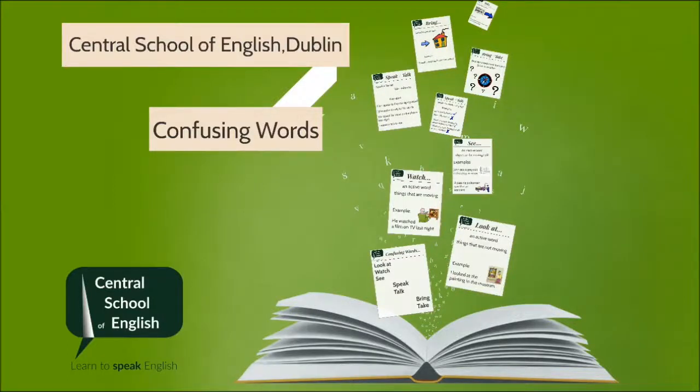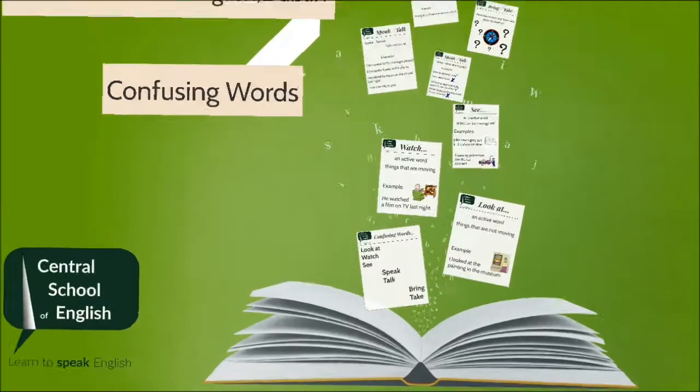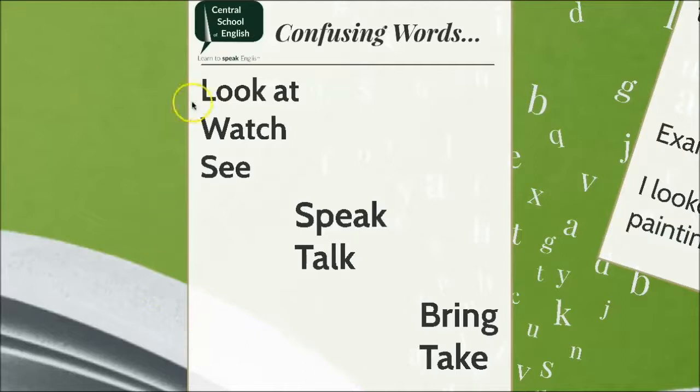In this video, we will learn the difference between some confusing words in English. These words are look at, watch, see, speak, talk, bring, and take.